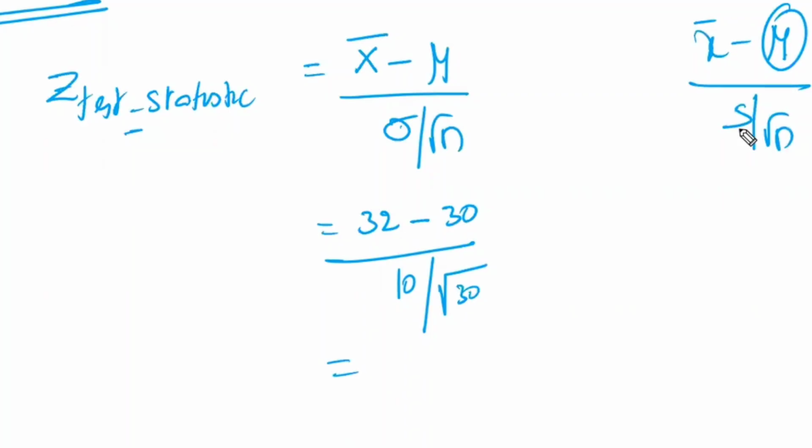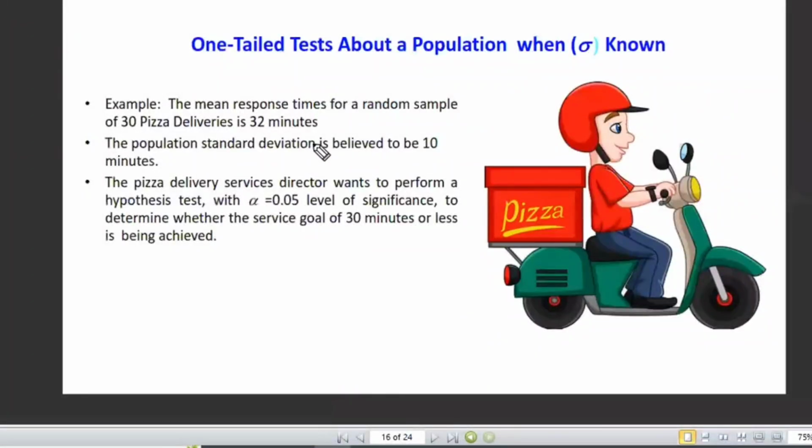If the population standard deviation is there, well and good. If the population standard deviation is not there, the sample standard deviation will go. That is called the T test statistic. This is called the T test statistic. That is the difference between both of them. Is that clear? Now, in my case, I'm going to apply the Z test.